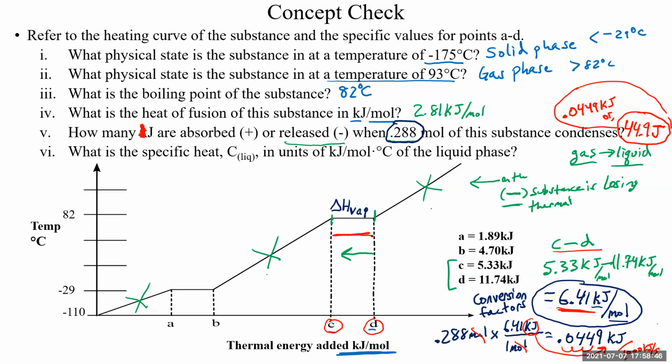And remember, this is a negative sign, right? This is release because you're going from gas to liquid. So this is the release of that much energy into the surroundings. The substance is losing that much energy. It's going from right to left. So the change in energy is C minus D, because we're going from right to left when we're going from gas to liquid.